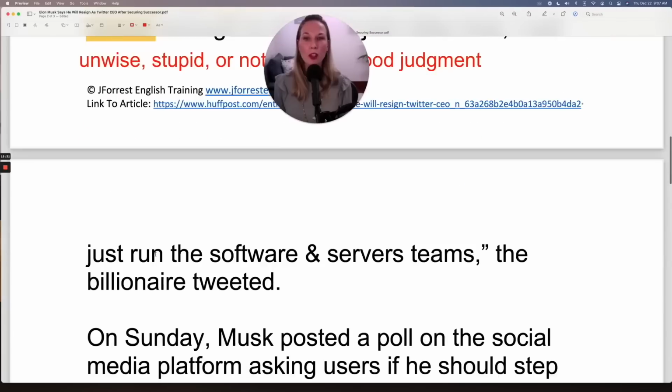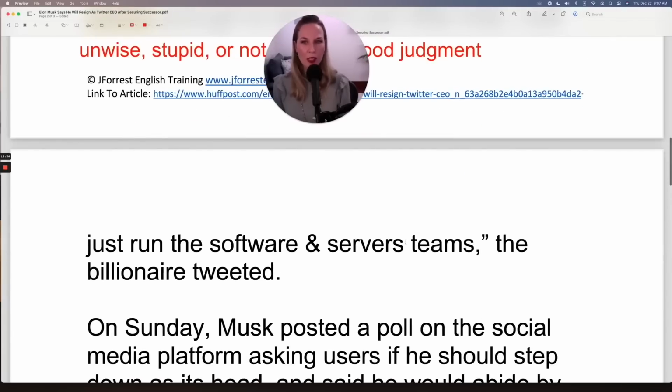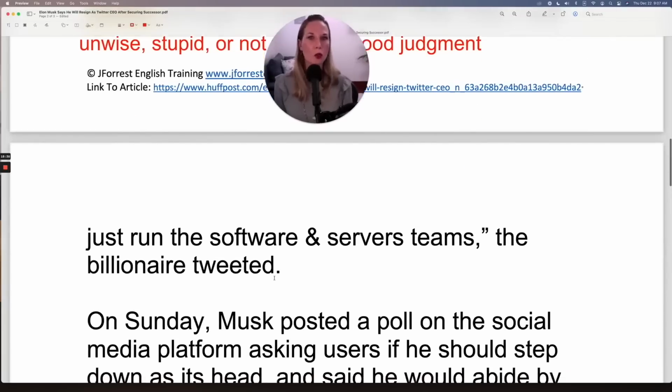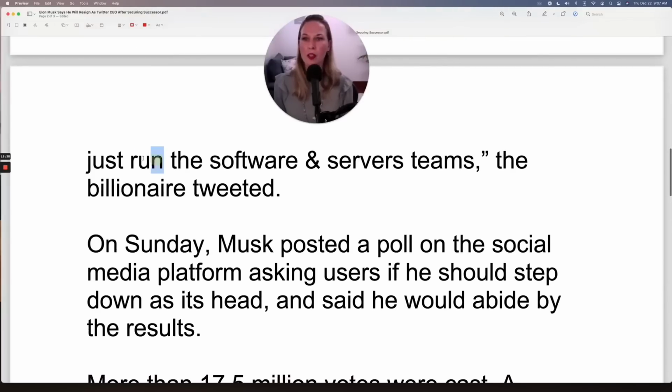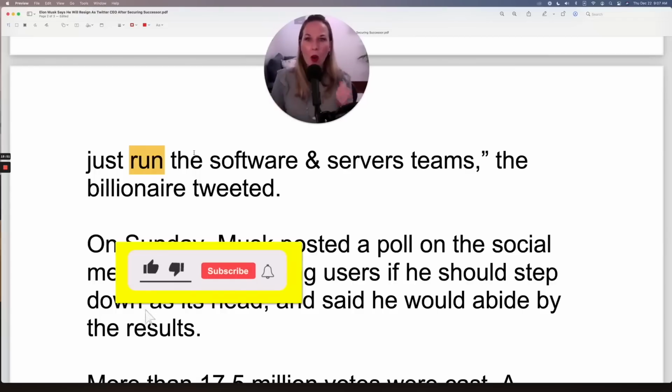After that, I will just run the software and servers teams, the billionaire tweeted. So the verb run in this context, and this is what's important about learning with the news because you understand the context. Because if you just see the word run, well, does it mean to run? Or does it mean run the software team?